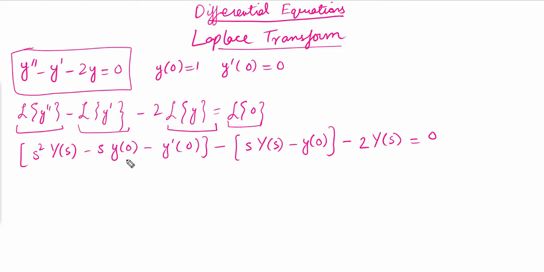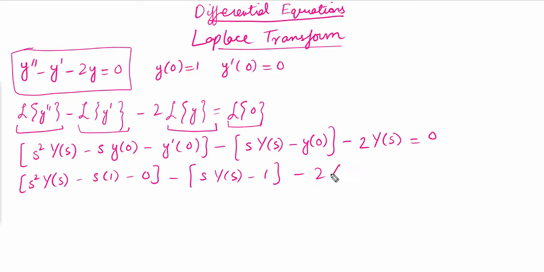Now I'll just insert the values of y of 0 and y prime of 0. So it will become s squared Y of s minus s times 1, and y prime of 0 is 0, so I'll write 0 over here, minus s Y of s minus y of 0 which is 1, minus 2 Y of s, and the whole thing equals 0. So from here I'll get s squared Y of s minus s Y of s plus 1 minus 2 Y of s.